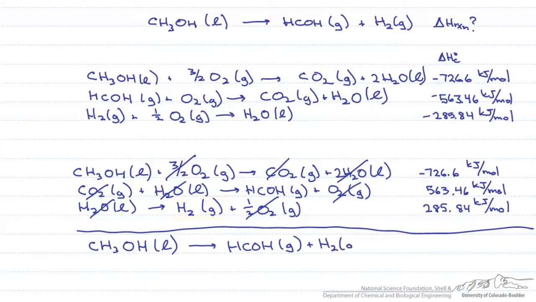And since we've summed up the reactions, we can also sum up the heats of combustion. So the heat of reaction for methanol forming formaldehyde and hydrogen gas, using the heats of combustion, adds up to be 122.7 kilojoules per mole.